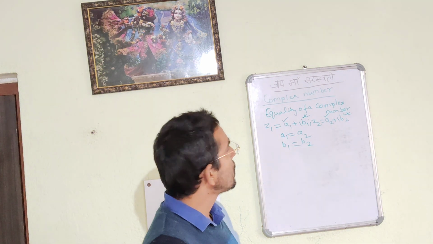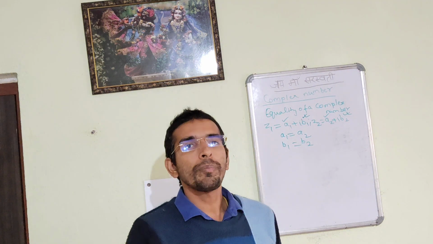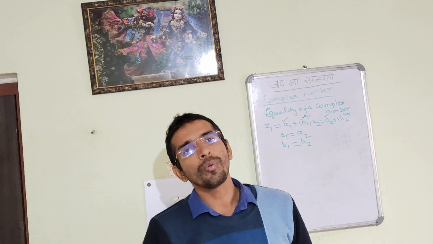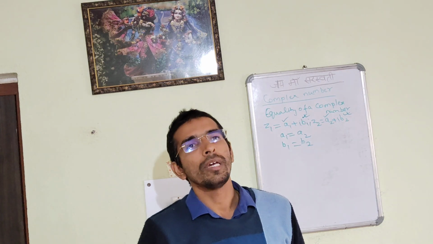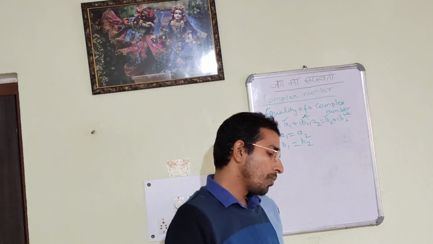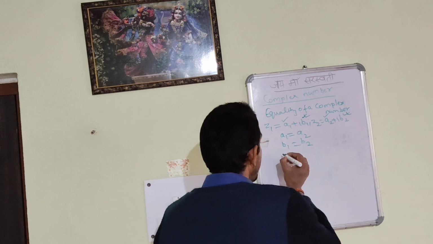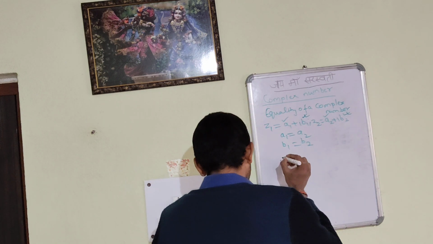So the concept is the two complex numbers are said to be equal if the real part of one complex number is equal to the real part of the other complex number, and likewise for the imaginary parts. So in that case, both complex numbers will be equal. We'll be seeing some of the examples which will render more transparency, and it will be easier for us to solve the particular problem.